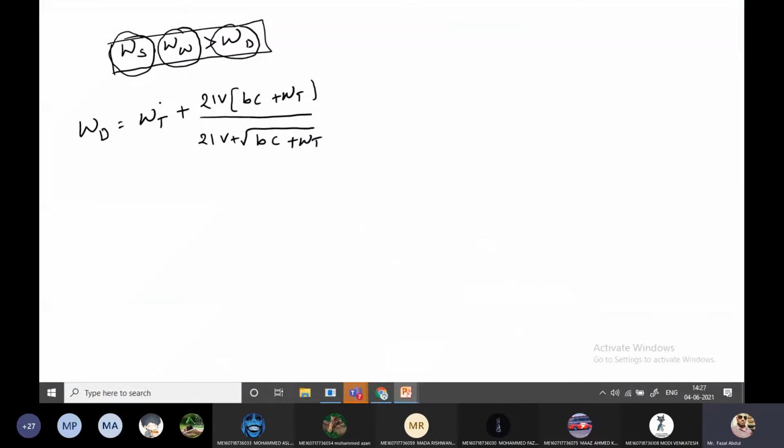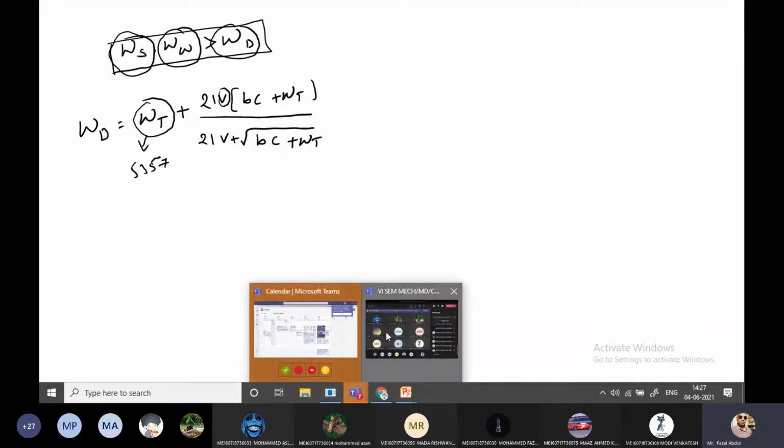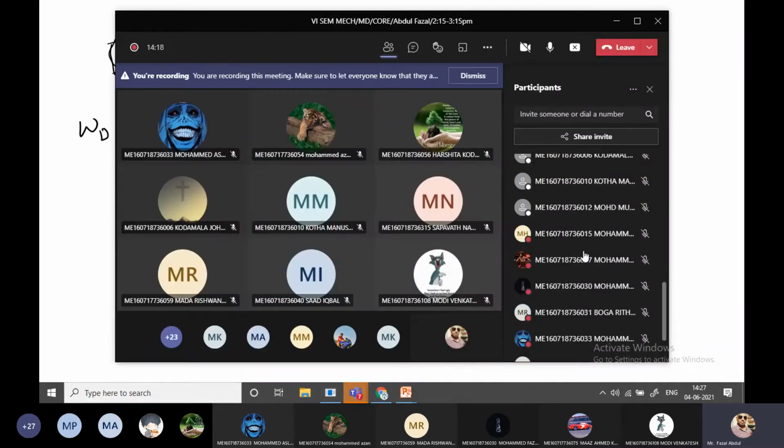Okay. Now what is WT? WT we already calculated in the previous case. Tangential load is acting on the gear. So that is 5357. And V.